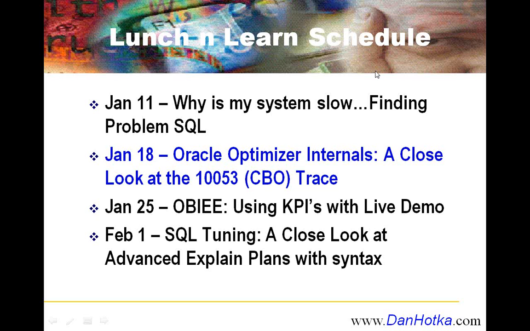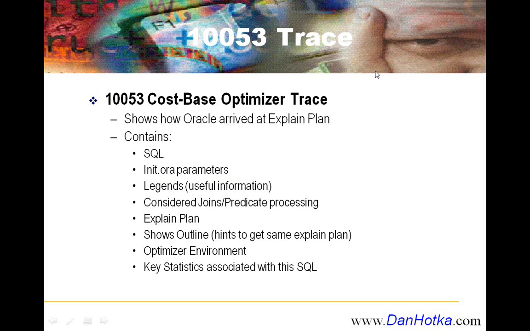Today we're talking about the 1053 trace, the cost-based optimizer trace. Now this trace has been around a long time. I talk about it in the tuning class. I should probably show it more in the tuning class because I go through how exactly the optimizer works, which I'm probably going to review this.